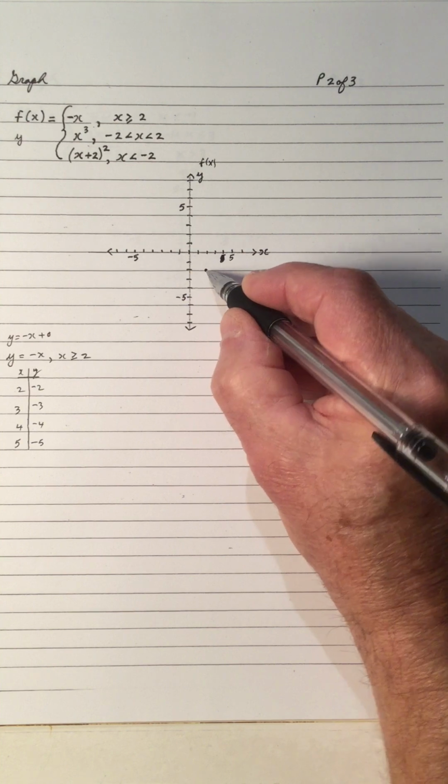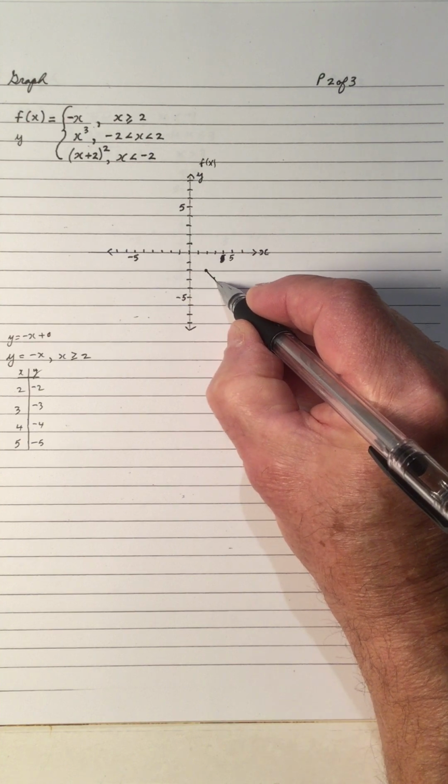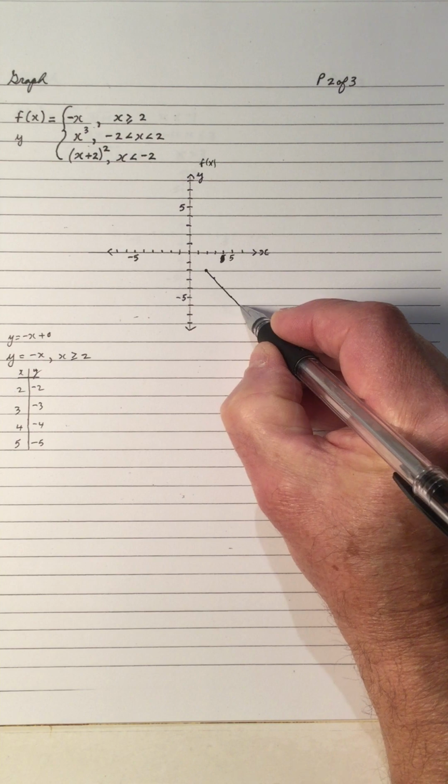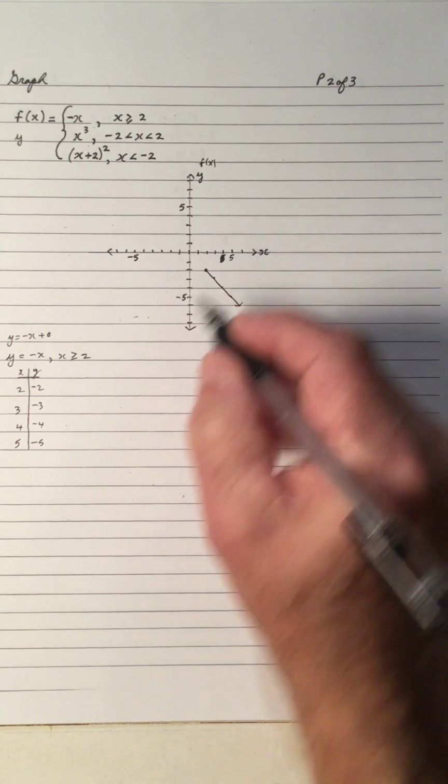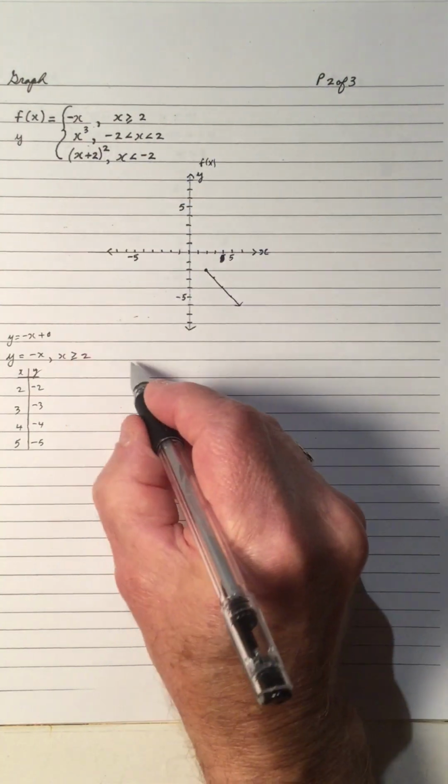So it's a line that's going down from this point. There it is with an arrowhead. And this point is included. Now let's look at the next one.